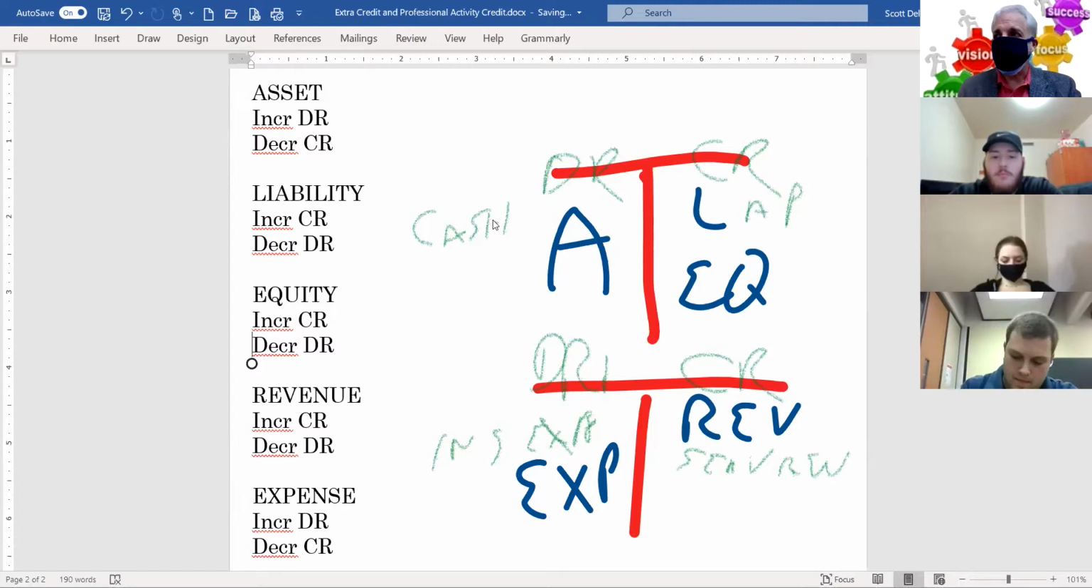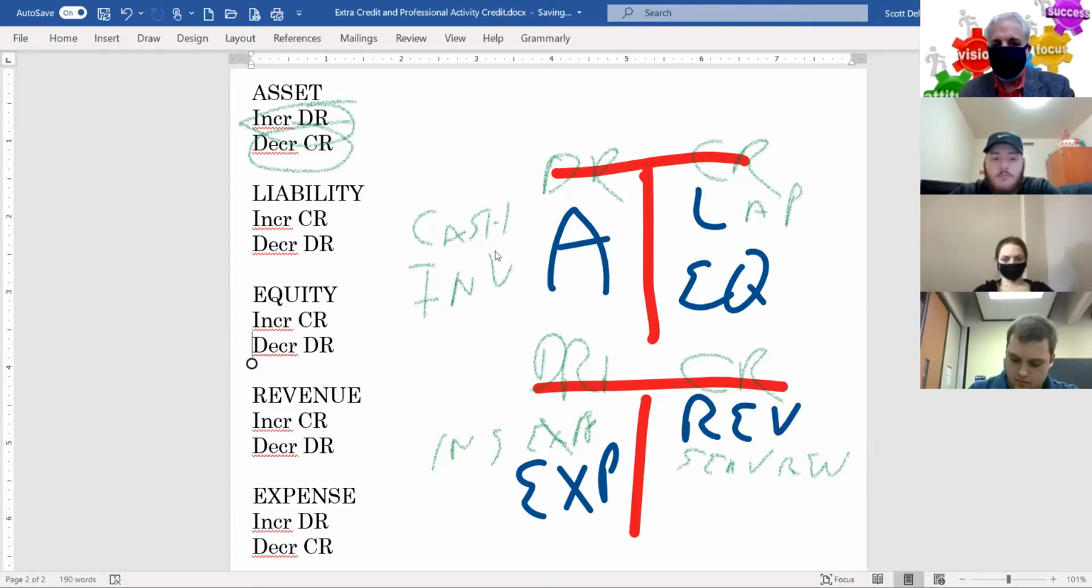Just because cash is on the left doesn't mean we debit it all the time. All it means is if we debit it, it goes up. If we credit it, it goes down. So in the case of cash, a debit to cash is an increase. A credit to cash is a decrease. If we're buying inventory, we might debit inventory, so we're going to increase our inventory. If we're paying cash, we're going to credit the cash to reduce it, or we're going to credit the accounts payable. If we credit the cash, it's going to go down. If we credit the accounts payable, a credit to a liability like accounts payable is an increase.